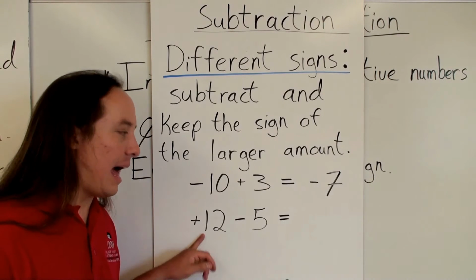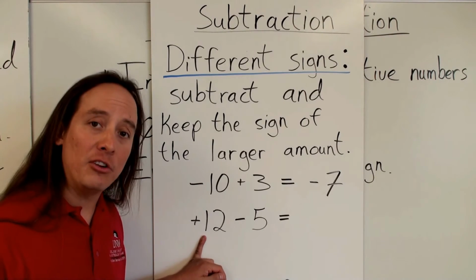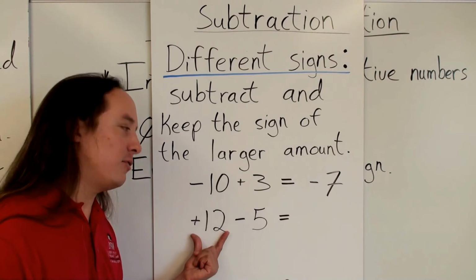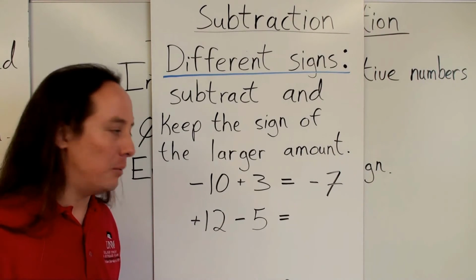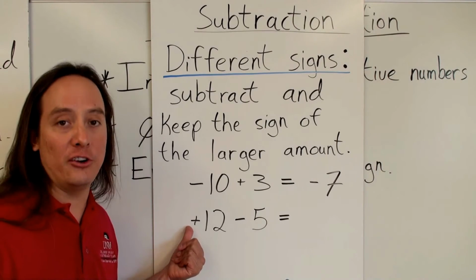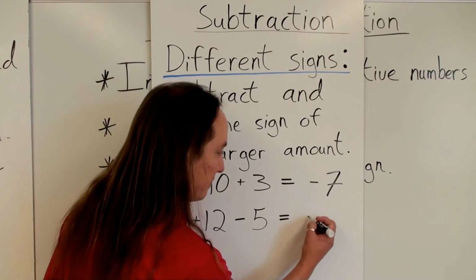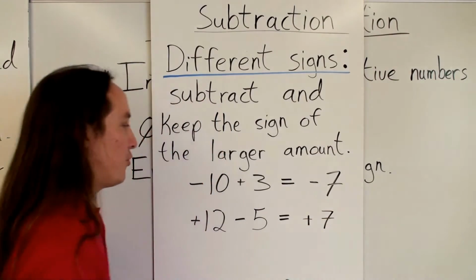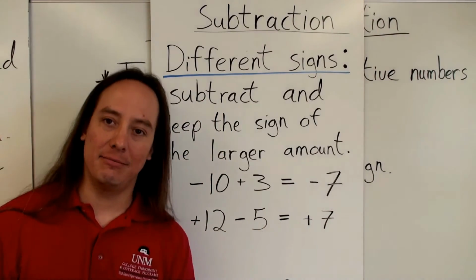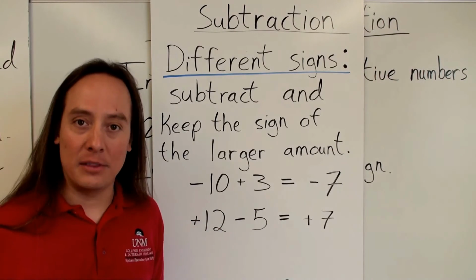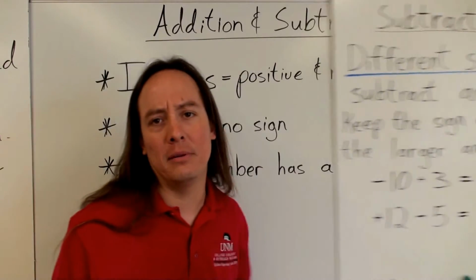Now, this is exactly like what they taught us in elementary school. 12 minus 5. And our answer is going to be positive. Why? Because 12 is larger. That's it. And we keep the sign of the larger number. Larger number is positive. Our answer is going to be positive. And when you subtract 12 minus 5, you get 7. Okay? So that's basically the fundamentals of what this is. But let's take a look at a couple more examples.